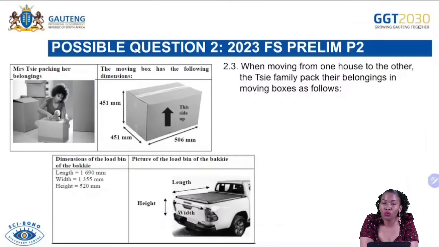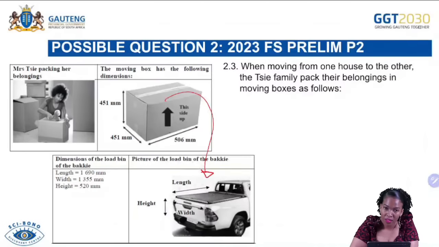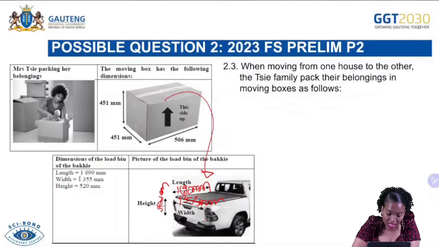When moving from one house to the other, the Tsie family packed their belongings in moving boxes as follows. So here is a van. They are going to pack these boxes into this particular van. And then the dimensions of the van: this van has a length of 1,690 millimeters, a width of 1,355 millimeters, and a height of 520 millimeters. So these are the dimensions of the van.